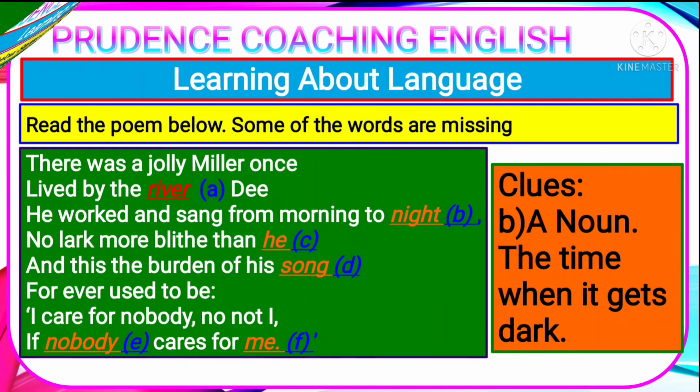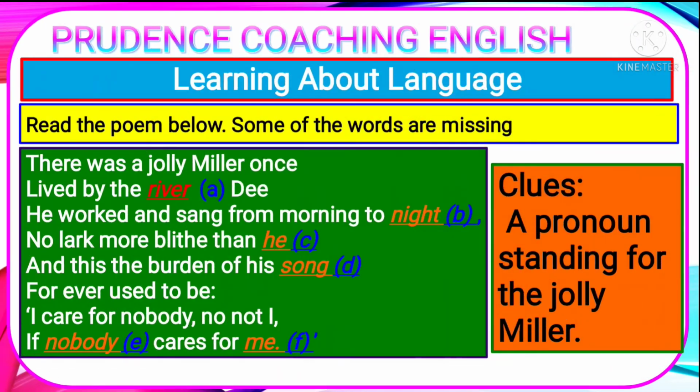Next we have, he worked and sang from the morning to... and for this blank space the clue given is a noun, the time when it gets dark. That means we are talking about night here. Next we have, no lark more blithe than... Here we have a blank space and the clue is a pronoun standing for the jolly miller. Here the jolly miller is masculine, means he is a man, so he will be used as a pronoun here.